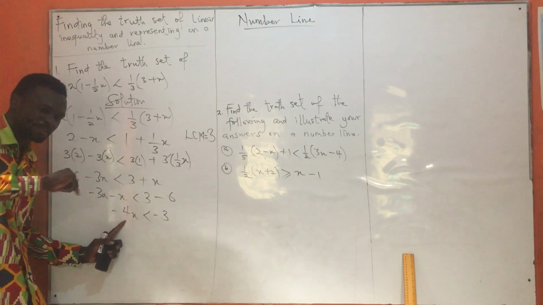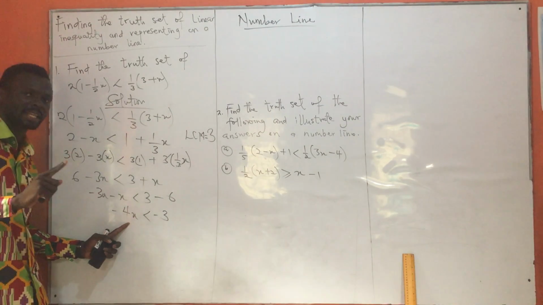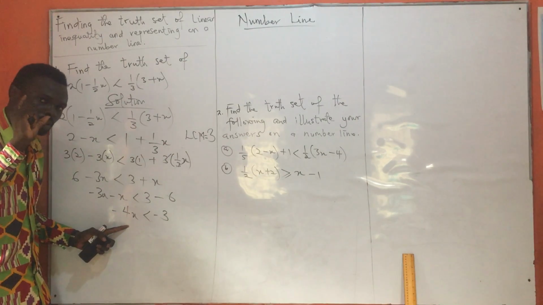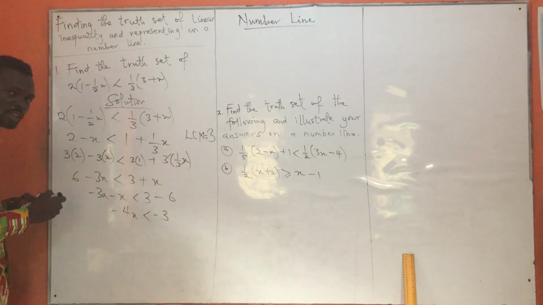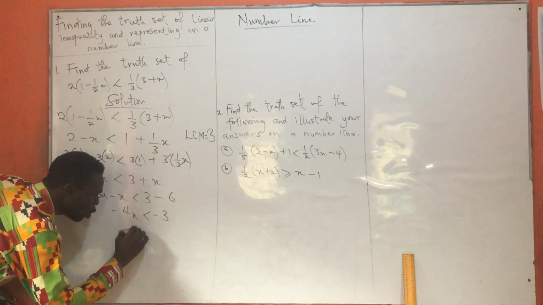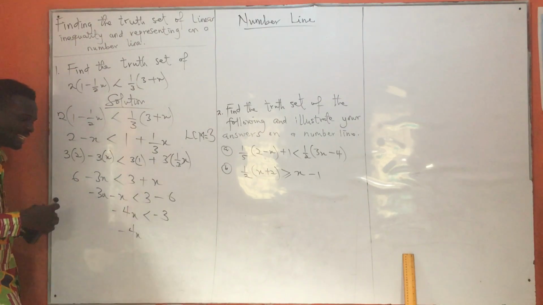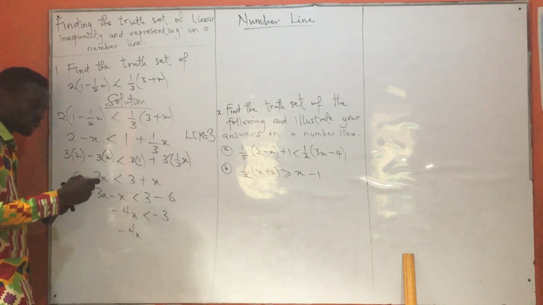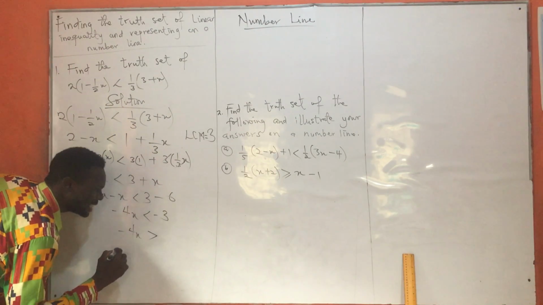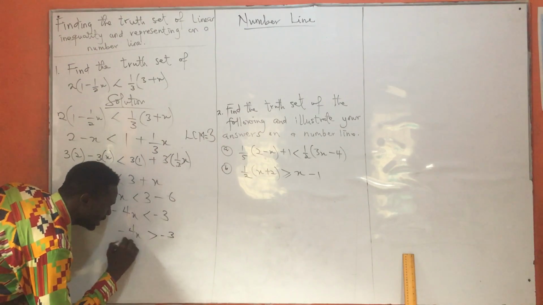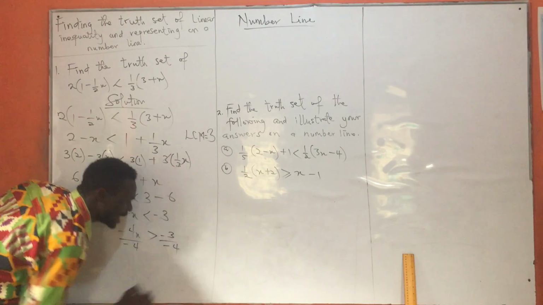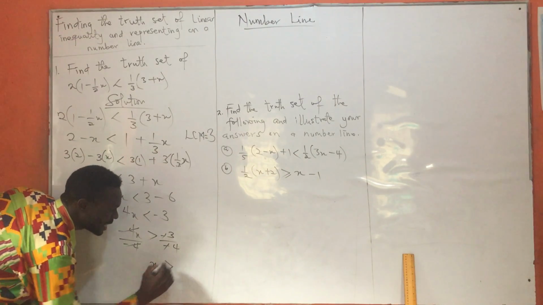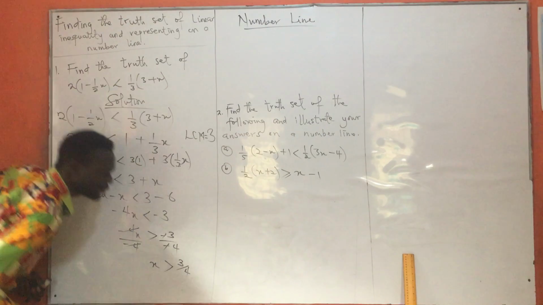Now we have to divide both sides by the coefficient of x. What is the coefficient of x? It is a negative value. Now because it is a negative value, what do we do? We are therefore going to write the opposite of the sign we began with. We began with less than, so this time it becomes greater than. Negative 3, which we are dividing by negative 4. So x is now greater than 3 over 4.